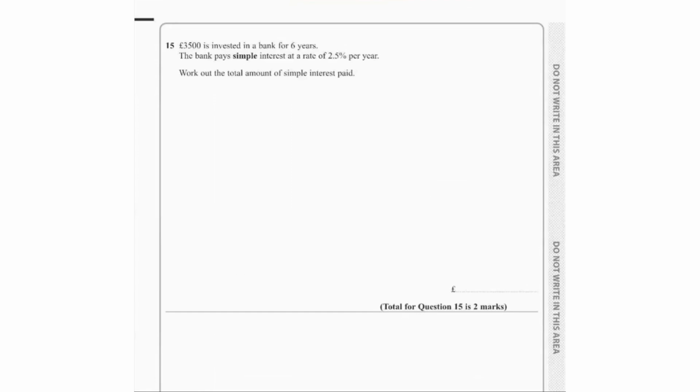Question 15 says 3,500 pounds is invested in a bank for 6 years. The bank pays simple interest at a rate of 2.5% per year. Work out the total amount of simple interest paid. So for simple interest, the formula is principal amount times rate of interest times the number of years. So principal amount is 3,500. Rate of interest is 2.5 over 100. Always write it as a fraction. And time is 6. So when you multiply this, what we get is 525 pounds. That is your simple interest.